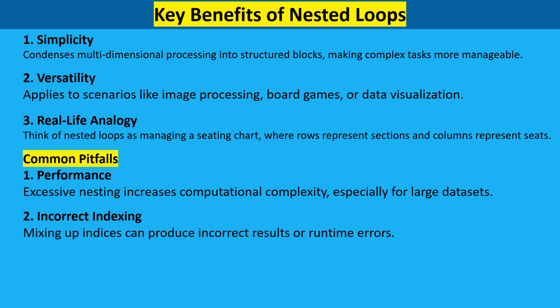Indexing. Incorrect indexing errors can occur when the loop variables are not correctly assigned. Ensure each loop's index is used properly within its scope to avoid out-of-bounds or incorrect data access. Mixing up indexes can produce incorrect results or runtime errors.